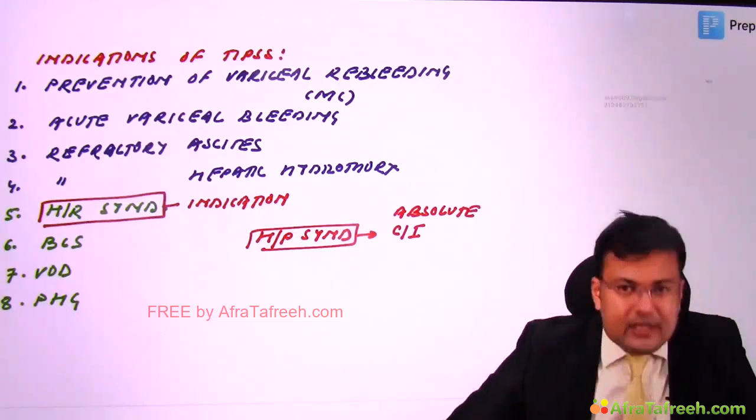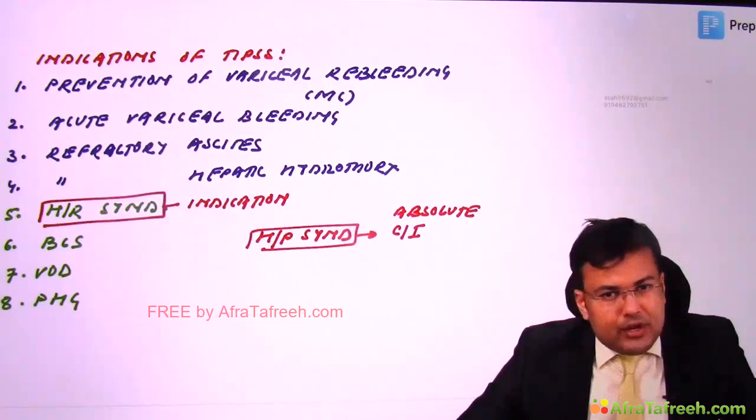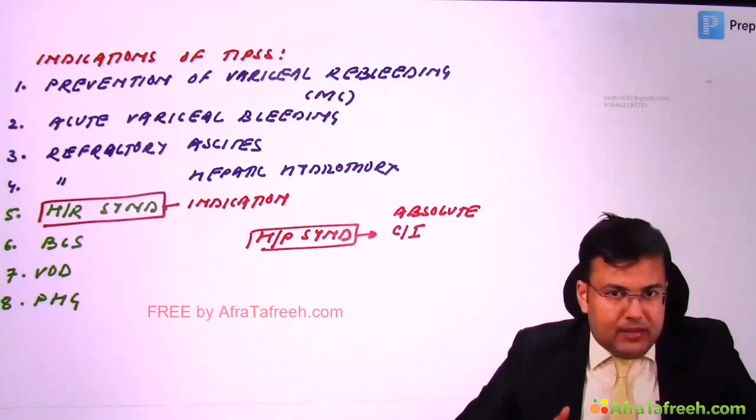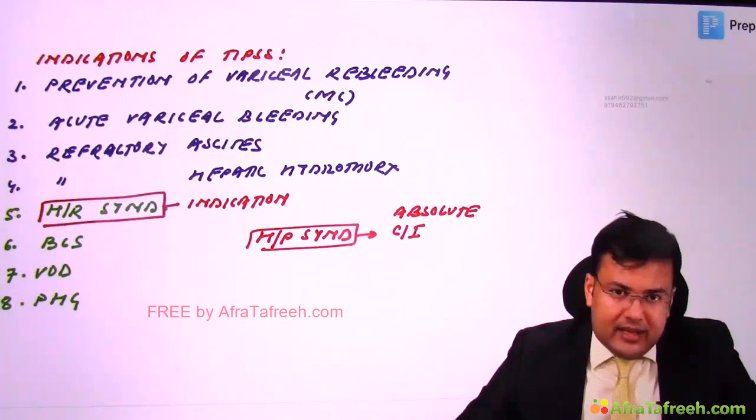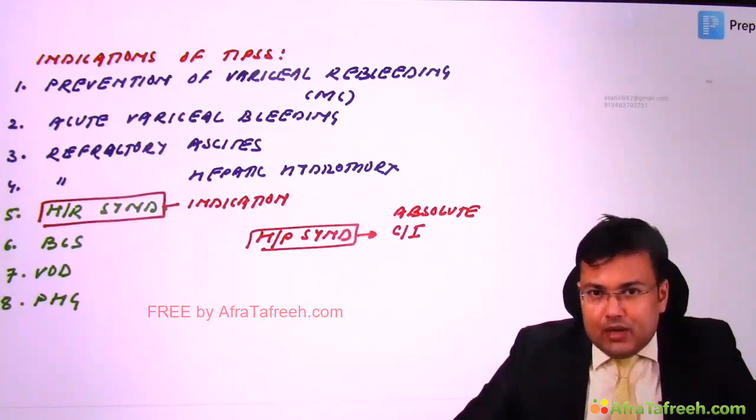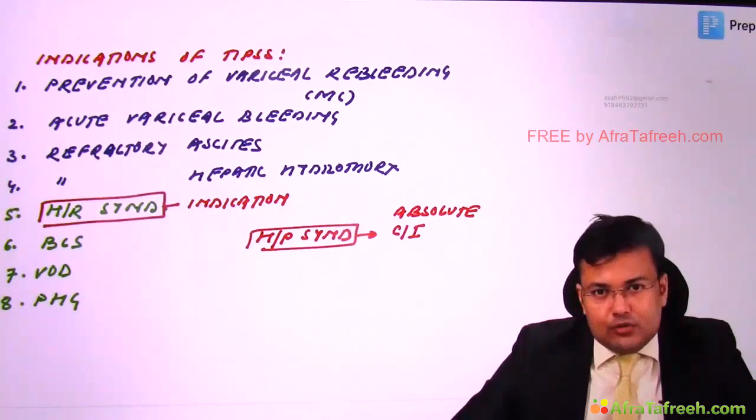The rest of the question you can easily crack, but here is the point where you make the mistake in exam. So hepatorenal syndrome is an indication and hepatopulmonary syndrome is an absolute contraindication of TIPS. Now we are going to discuss shunts. First see what are the types of shunt, then we will discuss in detail. So what are the types of shunt?